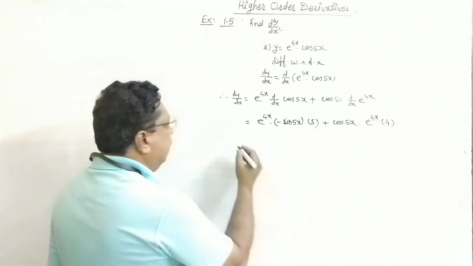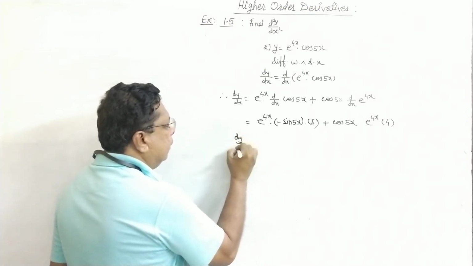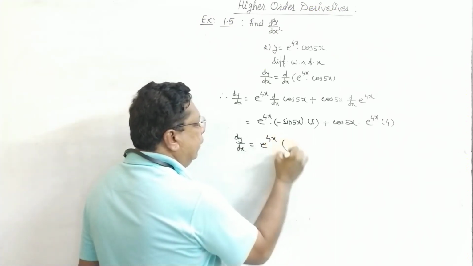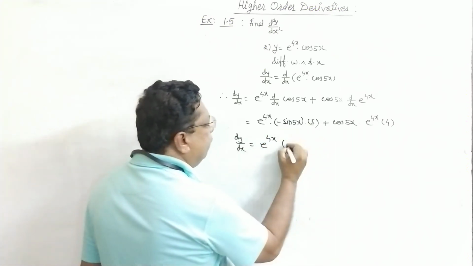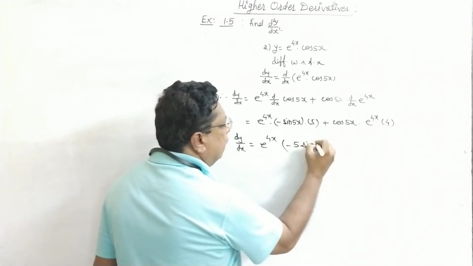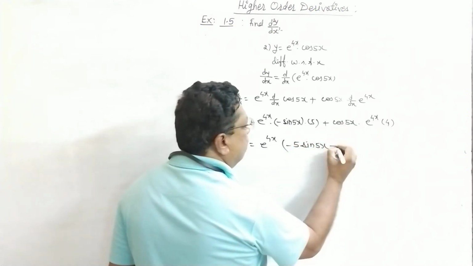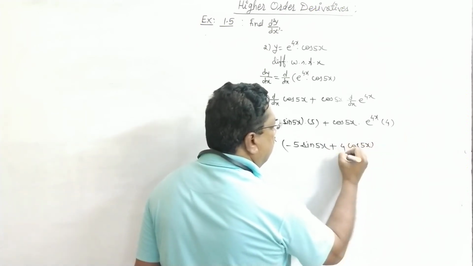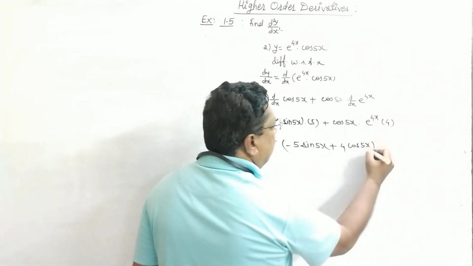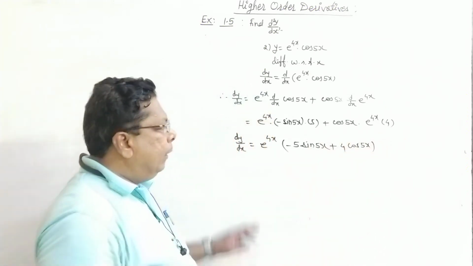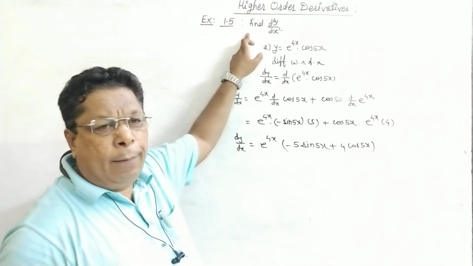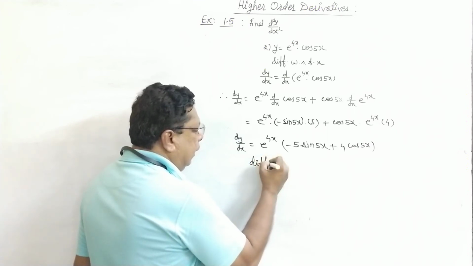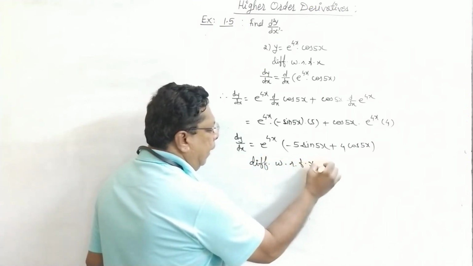4x का derivative 4. So dy by dx is equal to, we can take e raised to 4x common in bracket minus 5 sin phi x plus 4 cos phi x. You will get required dy by dx. But here we have to find d square y by dx square. So again differentiate this. Differentiate with respect to x.